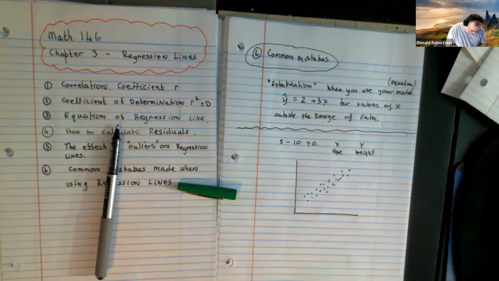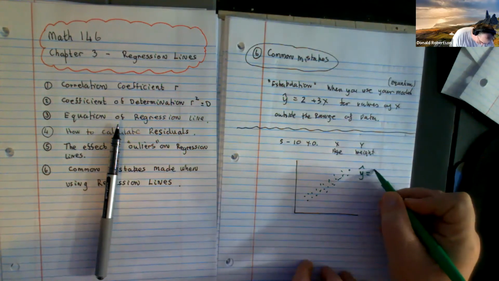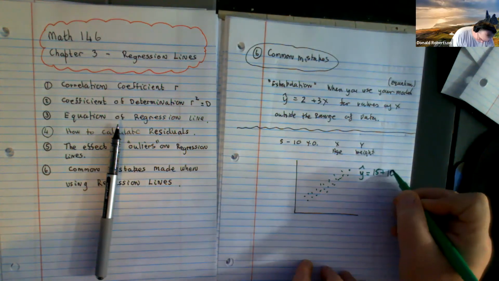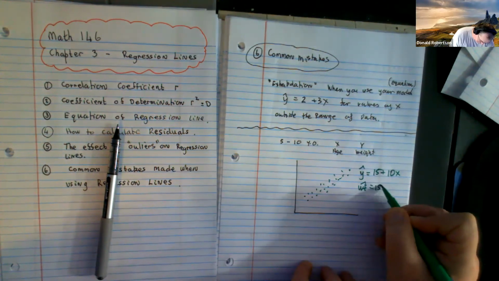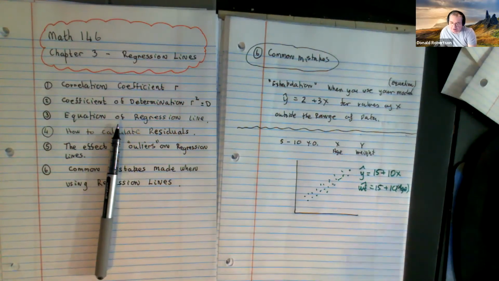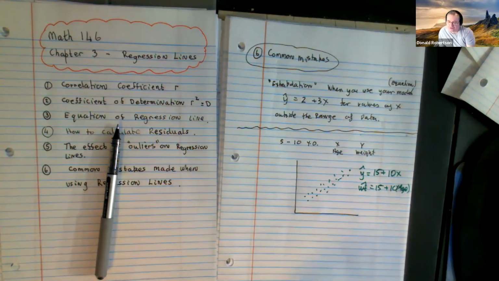And you get your equation, and the equation happens to be y hat equals 15 plus 10x. So the predicted weight is 15 plus 10 times the age, right? And these are going to be very fat babies, but forget about the details. That's the equation. Now, you can use this equation to predict the average weight of a 6-year-old, a 10-year-old, a 9.5-year-old, and you will get pretty good predictions.